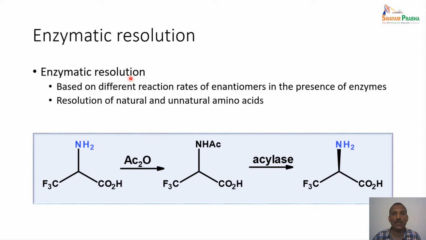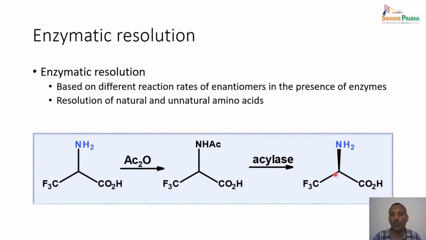The next one is the enzymatic resolution. We already know this is based on the presence of the enzyme, where the reaction rates are different. This is generally used for the resolution of natural and unnatural amino acids. We have an unnatural amino acid shown here. It has a trifluoromethyl group, and we have an amine and a carboxylic acid, so this is the alpha amino acid. This is treated with acetic anhydride to form the N-acetyl derivative. Once this N-acetyl derivative is formed, it is subjected to hydrolysis by acylase. That means the acyl group is cleaved by this particular enzyme.